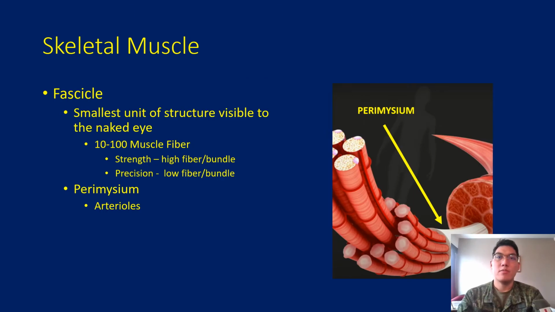Each muscle is made up of a number of bundles of muscle fibers called your fasciculi, which are contained in another connective tissue called your perimysium. Fascicle is the smallest unit of structure visible to the naked eye. Each fascicle is composed of 10 to 100 muscle fibers. Strong large muscles such as your quadriceps have a higher number of muscle fibers per bundle compared to smaller muscles for precision movements, such as those in the hand, which contain a lower number of muscle fibers per bundle.